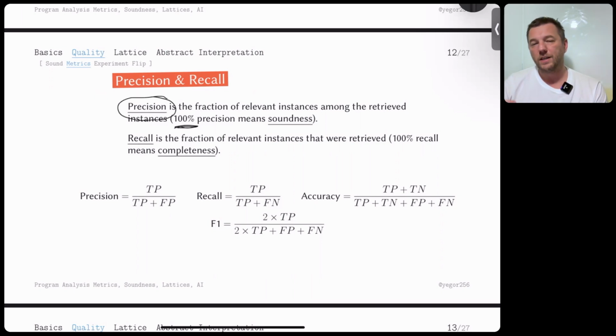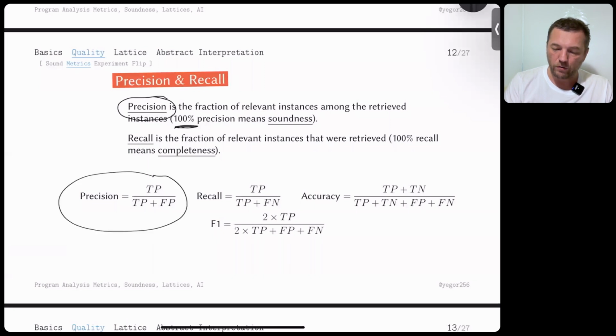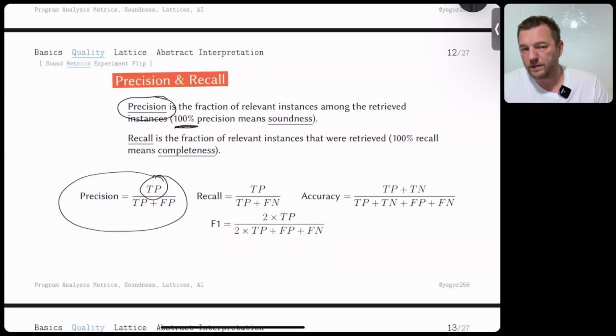The precision is how many mistakes the analyzer makes. So it's not enough to say sound or not sound, because unsound means that it's not 100%, and sound means it's 100%. But we want a more fine-grained measuring of this quality of the analyzer. That's why we use precision. So precision is basically calculated using this formula. We take the amount of true positive and we divide it by the amount of true positive plus the amount of false positive.